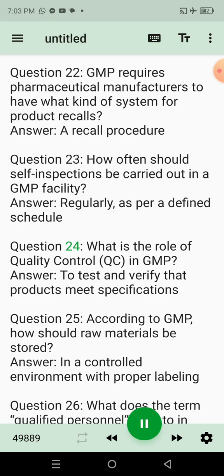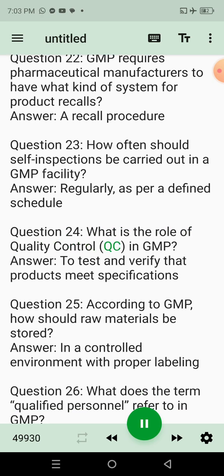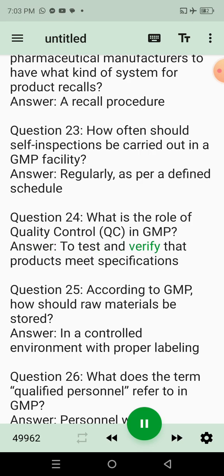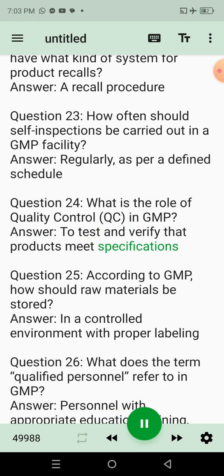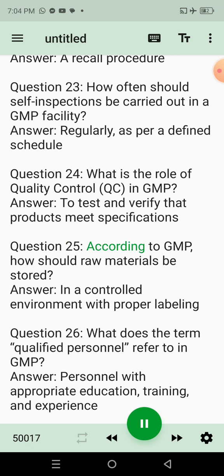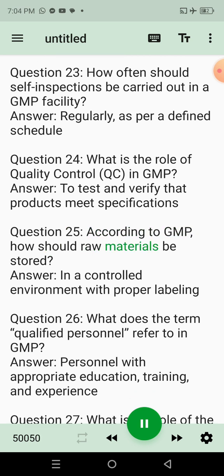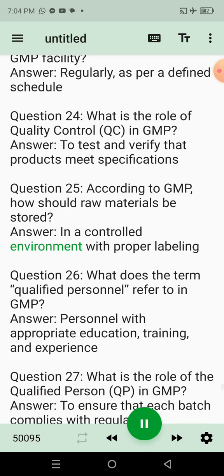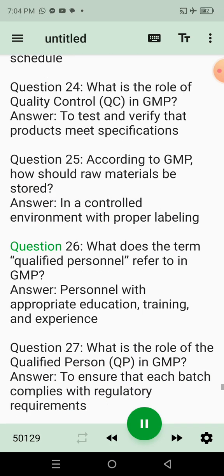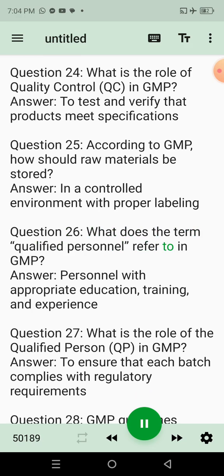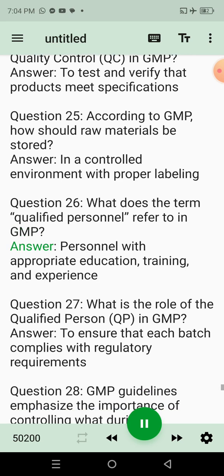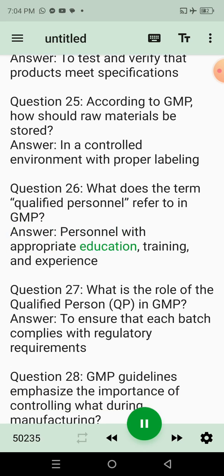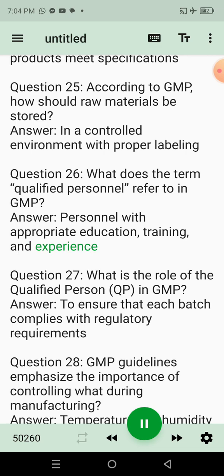Question 24. What is the role of quality control (QC) in GMP? Answer: To test and verify that products meet specifications. Question 25. According to GMP, how should raw materials be stored? Answer: In a controlled environment with proper labeling. Question 26. What does the term qualified personnel refer to in GMP? Answer: Personnel with appropriate education, training, and experience.